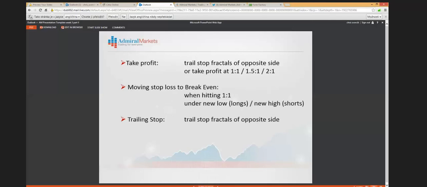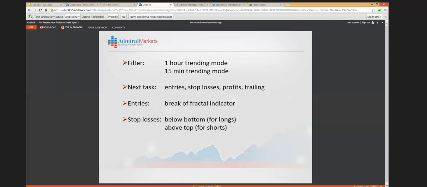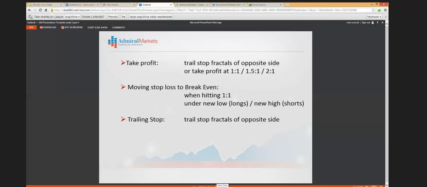So the take profits. So we have the entries and the stop losses. She has some fever, by the way, just in case you are wondering.